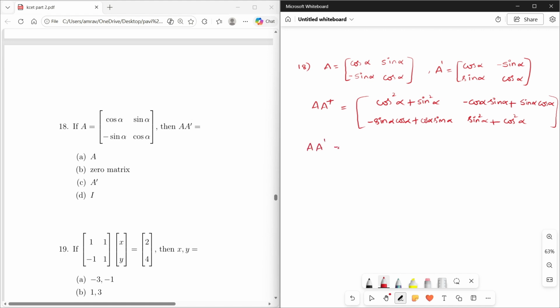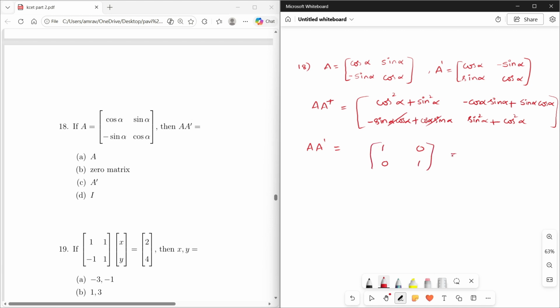A into A transpose is equal to, we know that cos square theta plus sin square theta is equal to 1. In the place of theta, you have alpha. So this will be cos square alpha plus sin square alpha, which is 1. And here the terms get cancelled. You will get the answer as 0. And same thing here, both the terms get cancelled, 0. And sin square alpha plus cos square alpha, again, it will be equal to 1.